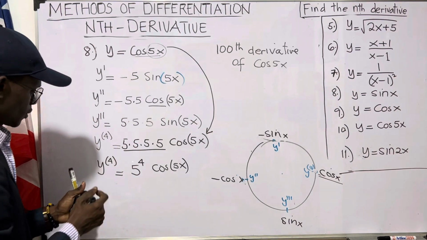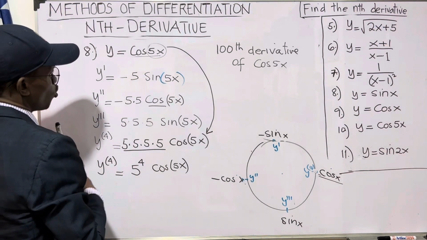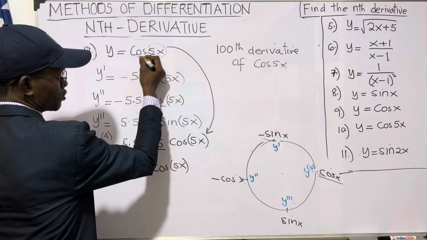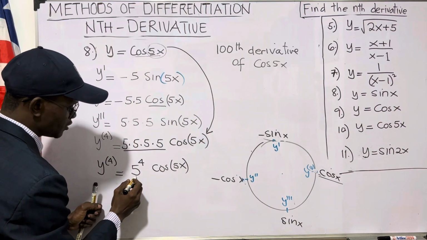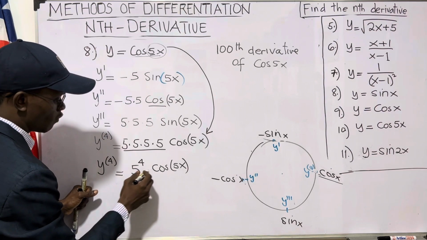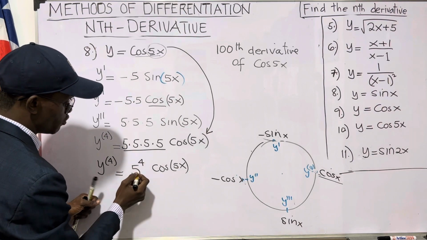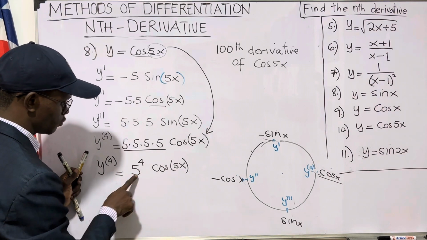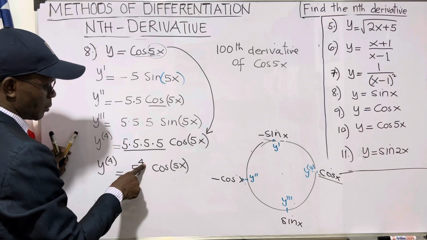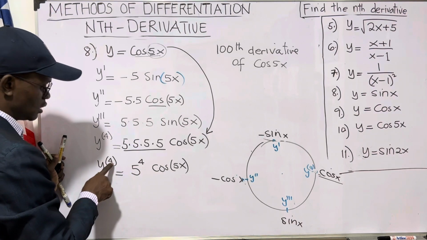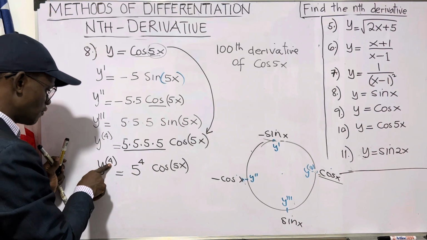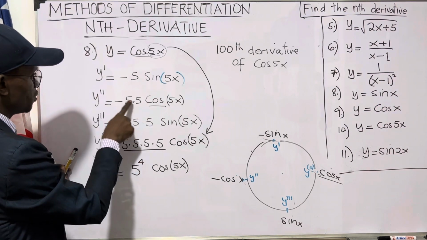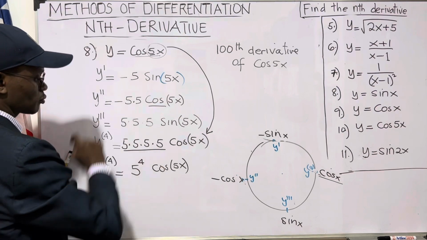So it means whatever coefficient is attached to the angle of the cos function becomes the base of the coefficient of cos. So if this is 5, here you will have 5. If this is 10, here we'll have 10. If this is 20, this will be 20. Now, the power of this expression depends on the derivative. If it is the fourth derivative, it will be 4. The third derivative, it will be 3. The second will be 2. The first will be 1.